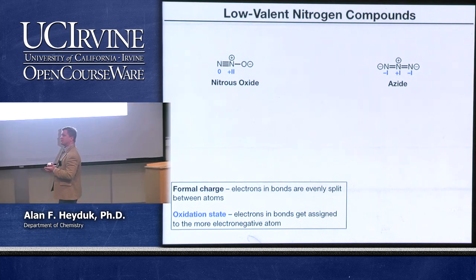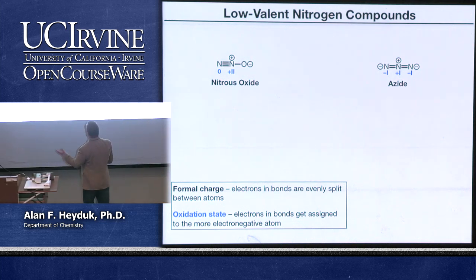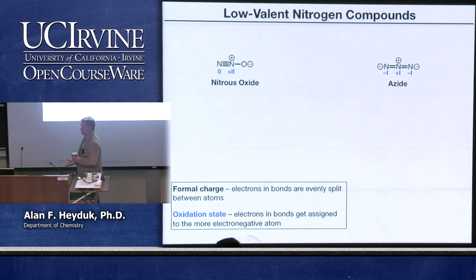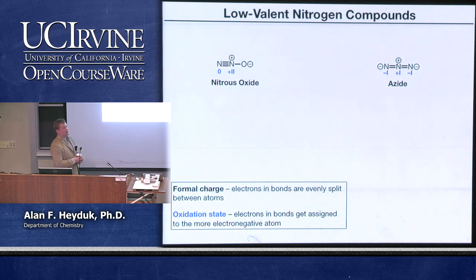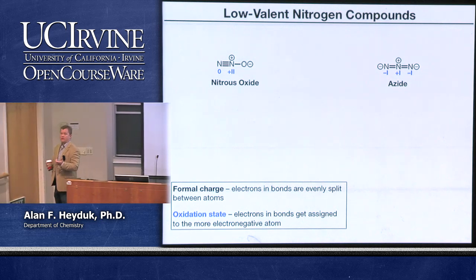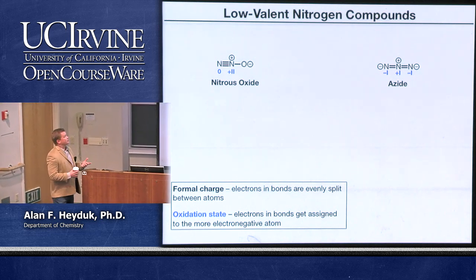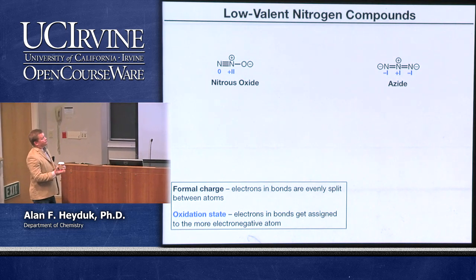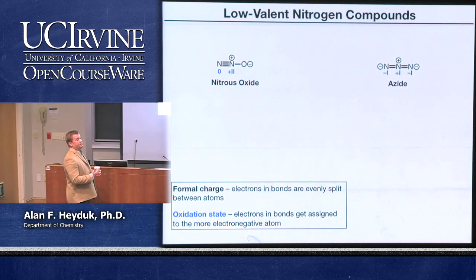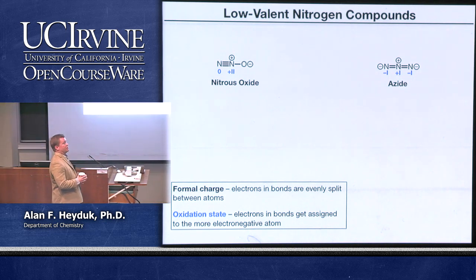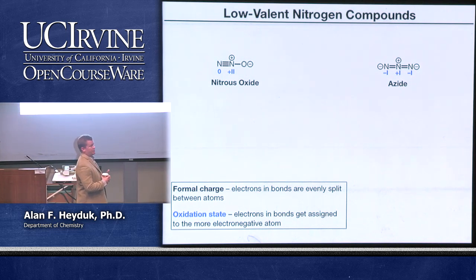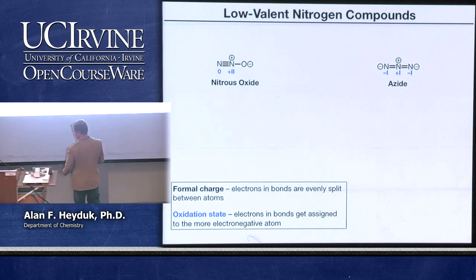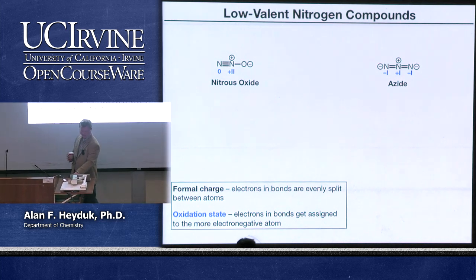I will point out that if you sum up all of the oxidation states, it has to equal the overall charge on the fragment that you're looking at. So the azide ion is a 1 minus anion, and if you sum up either the formal charges or the oxidation states, you better end up with 1 minus. If you're doing a neutral compound, when you sum up the formal charges or the oxidation states, you better come up with the correct charge on the overall neutral fragment.